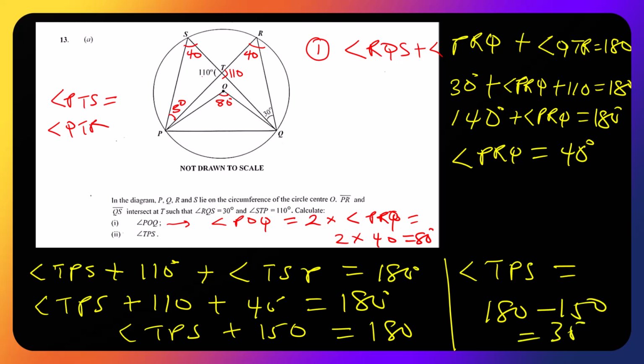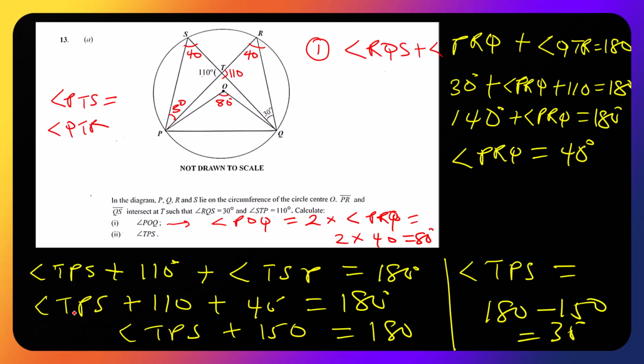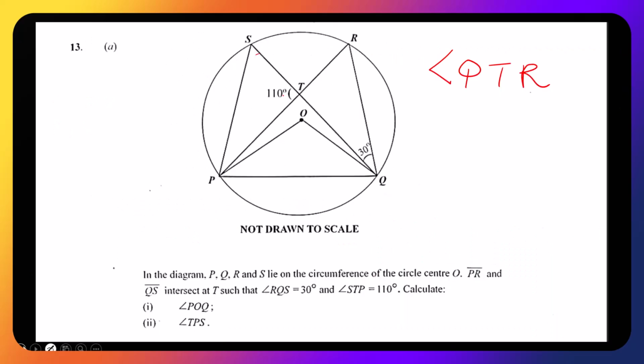So we have this side as 30 degrees. That is the solution to this problem. All right.